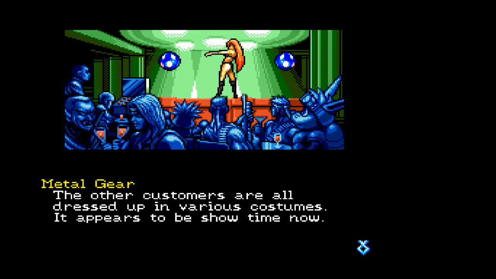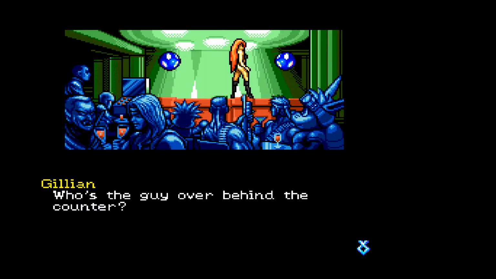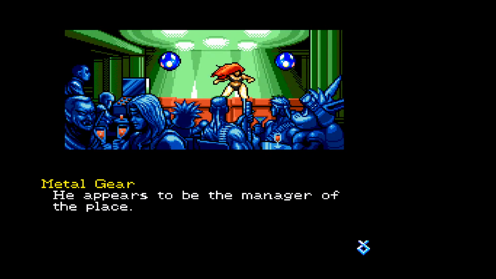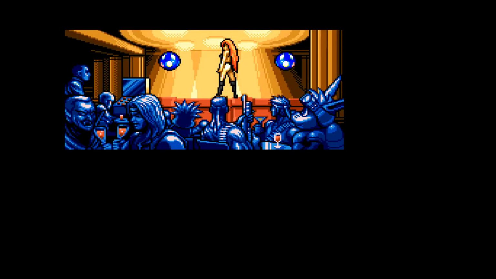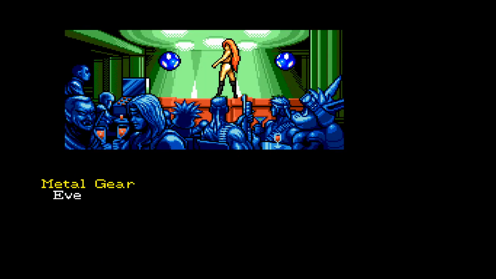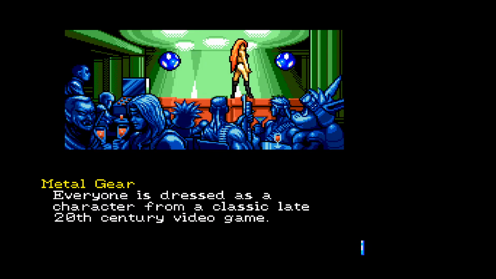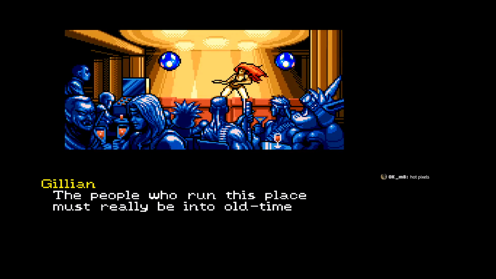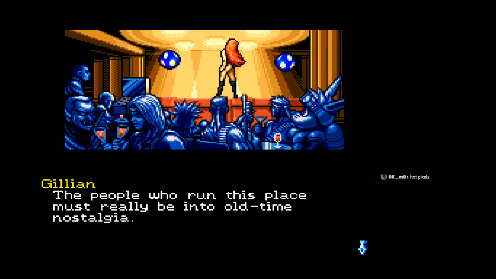The other customers are all dressed up in various costumes. It appears to be showtime now. Who's the guy over behind the counter? He appears to be the manager of the place. Everyone is dressed as a character from a classic late 20th century video game. The people who run this place must be really into old-time nostalgia.